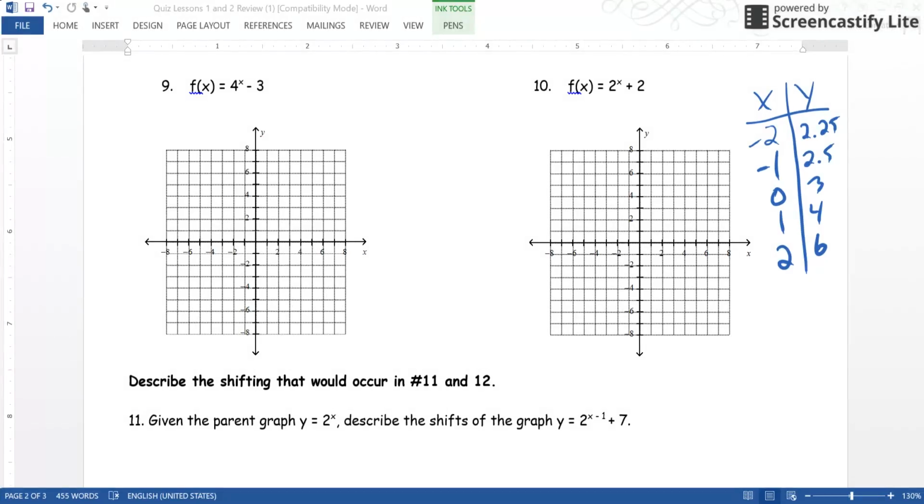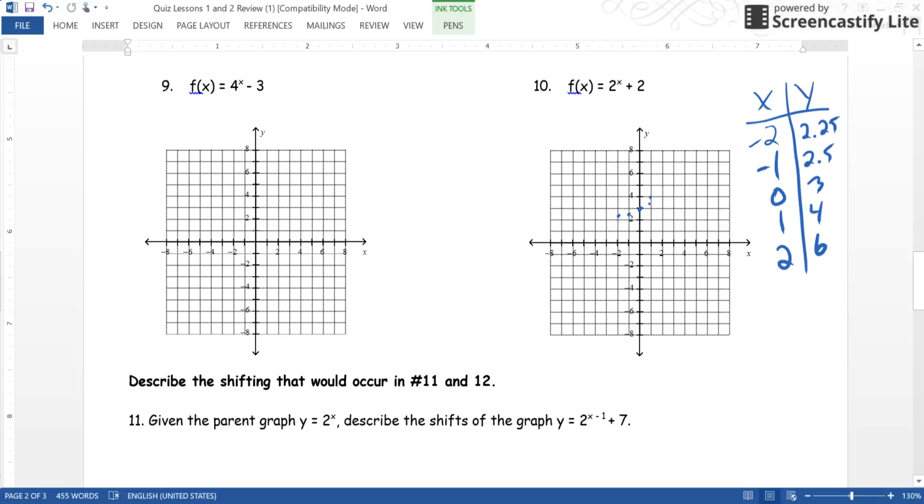Okay, here's the rest. I already started this table. We're going to plot 5 points. So at -2, I'm at 2.25. At -1, I'm at 2.5, so a little bit up. At 0, I'm at 3.